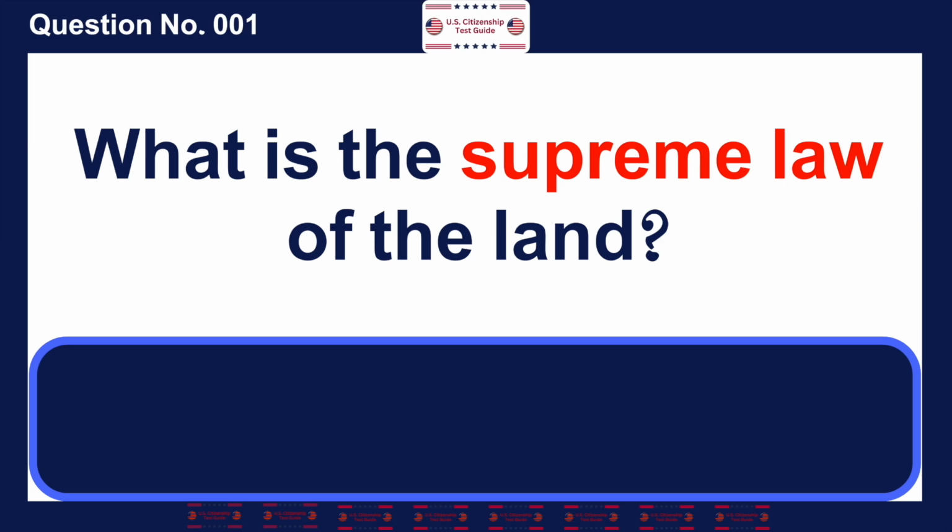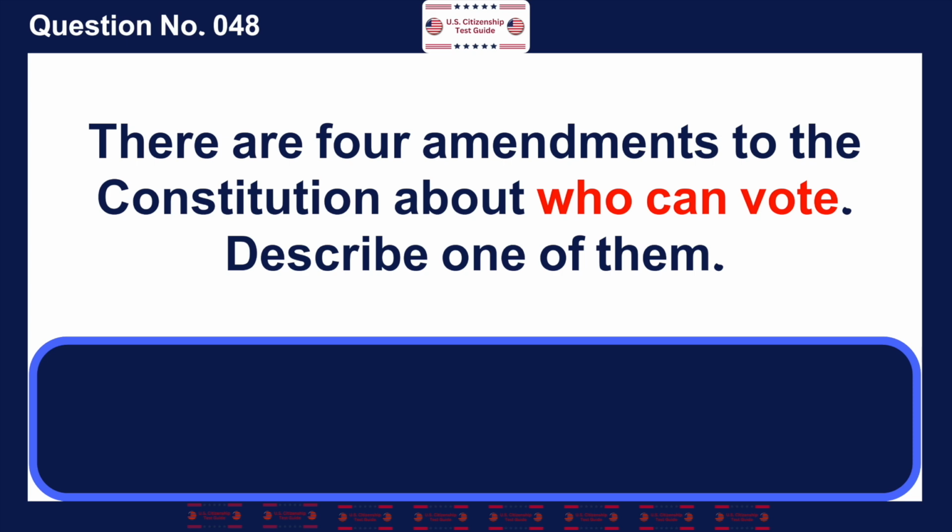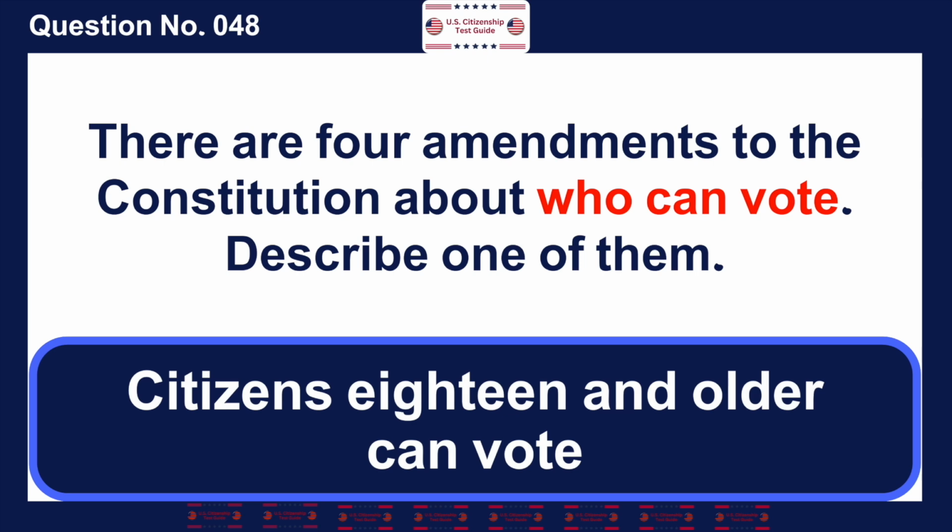What is the supreme law of the land? The Constitution. There are 4 amendments to the Constitution about who can vote. Describe one of them. Citizens 18 and older can vote.